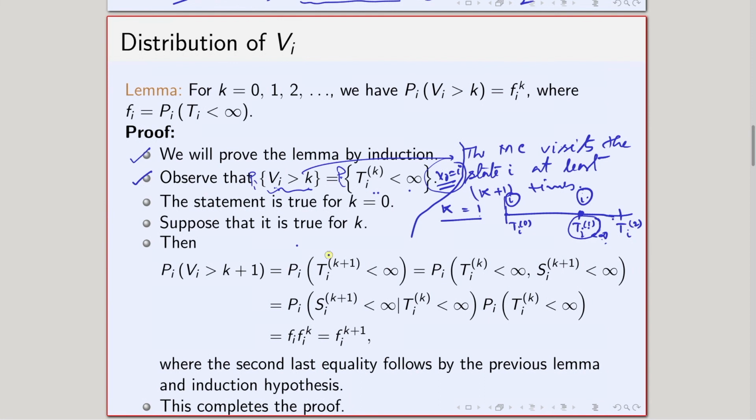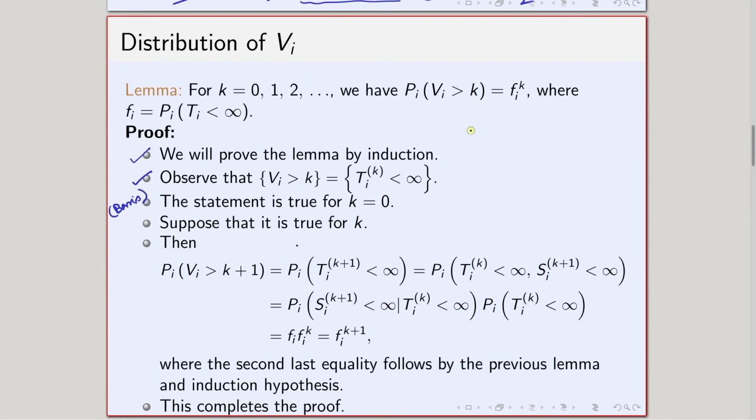Now let us go for induction. So first point is the basis step: the statement is true for k equals 0. Why is the statement true for k equals 0? The reason is as follows. For k equals 0, what we have is the probability that Vi is greater than 0. Let us write the definition of Vi here, which is the sum of delta_i(X_n), with n running from 0 to infinity. Because n equals 0 is included here, Vi greater than 0 given X naught equals I means Vi is at least 1. So Vi is always greater than 0, so clearly this is equal to 1.